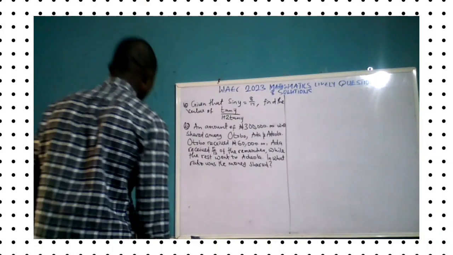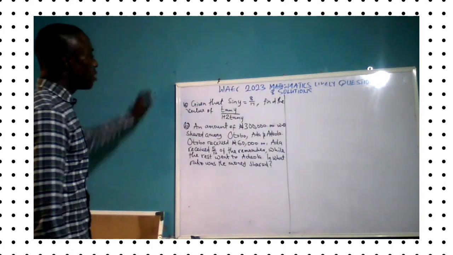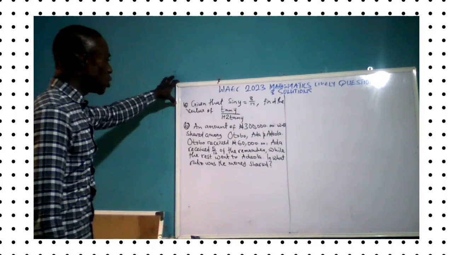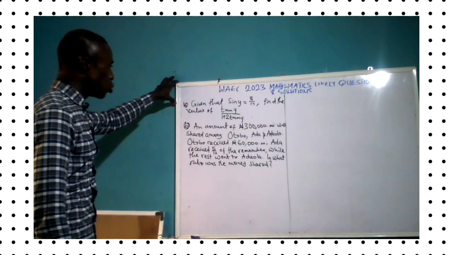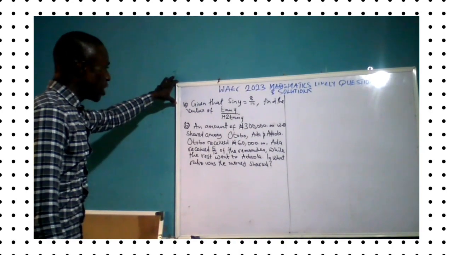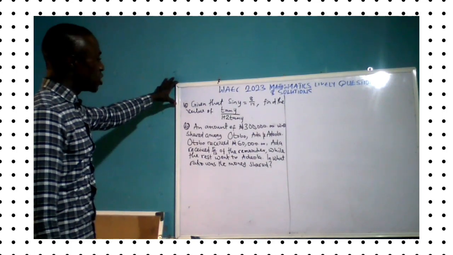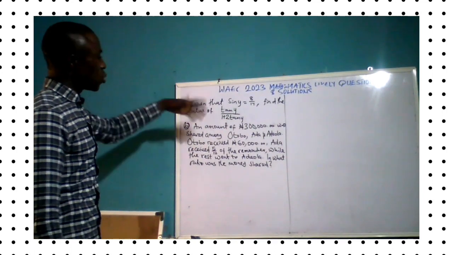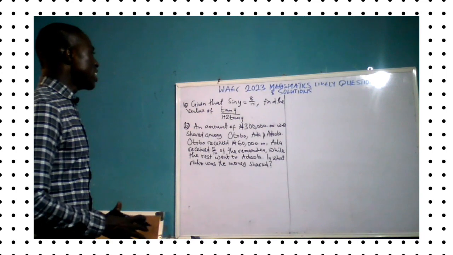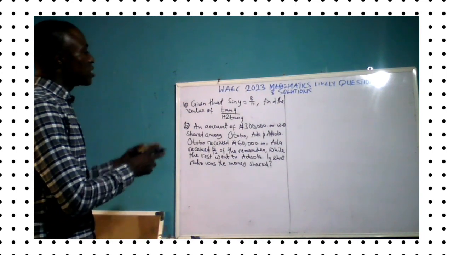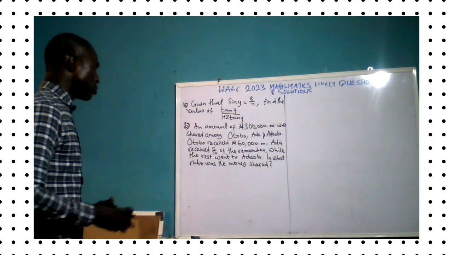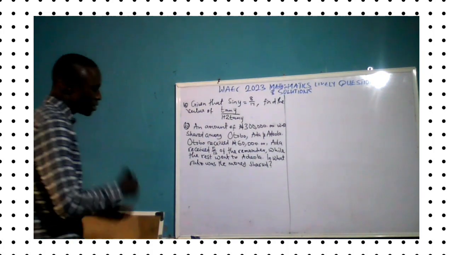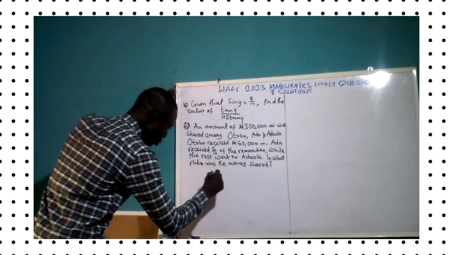Now let's take question number 1a. Given that sin y equals 8 over 17, find the value of tan y over 1 plus 2 tan y. What we are given in this question is sin y, which is equal to 8 over 17. You must know that this is giving us the definition of sine of angle y in a right angle triangle. Let's have the right angle triangle down. Let's put it down. So, solution.